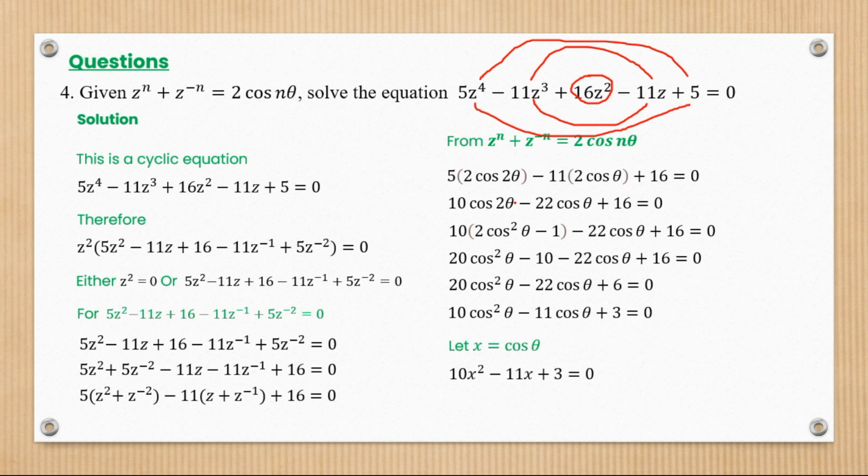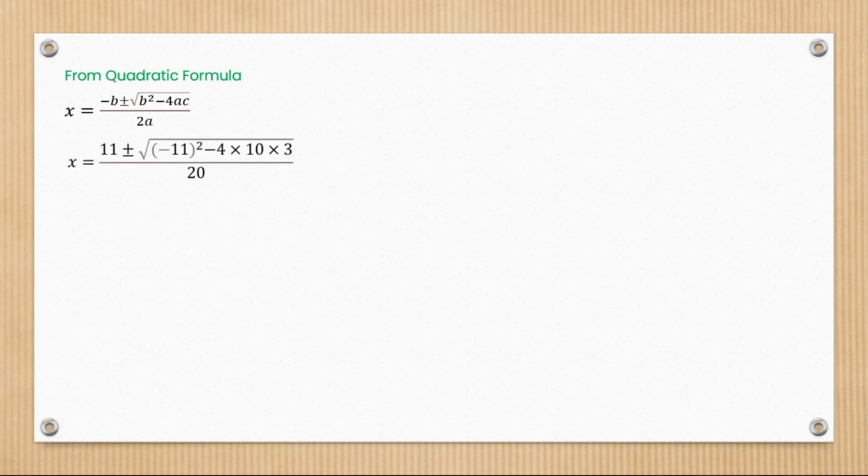So we're going to substitute x. Now this becomes a quadratic equation. Quadratic equations are solved using the quadratic formula. So now using the quadratic formula, we can see that x can be found using this formula. So x is equal to that, and when we simplify this, we are left with that value.